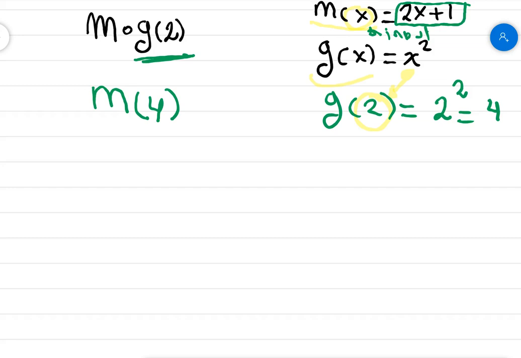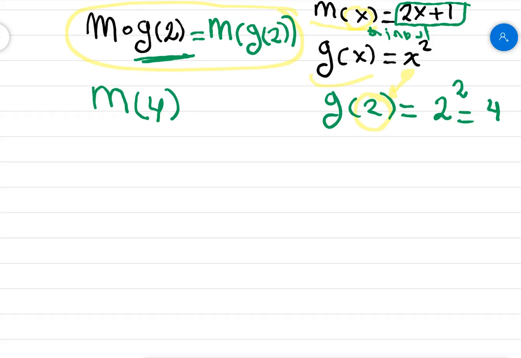When we use composition of functions, we use this notation, or it's also equivalent if I use m and the input is g of 2. So these two notations are equivalent. I can use the open circle, or I can use the function inside the parentheses as an input. Okay, so what is m of 4?